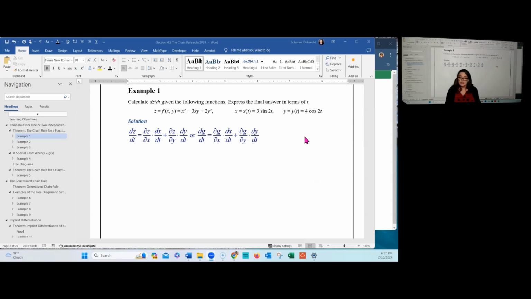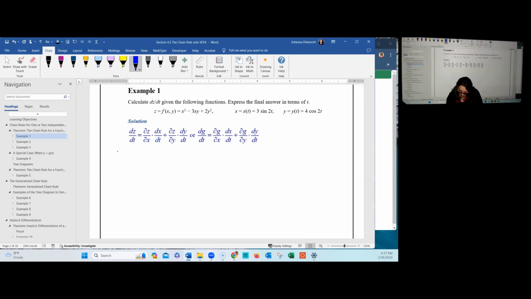The first thing that we need to do is find the partial of the outside function with respect to one of its independent variables. We'll start with x. So when we're looking for the partial of z with respect to x, this will be given by 2x minus 3y. We want to multiply it by the derivative of x with respect to t. When we take the derivative of x with respect to t, we come up with 6 cosine of 2t.